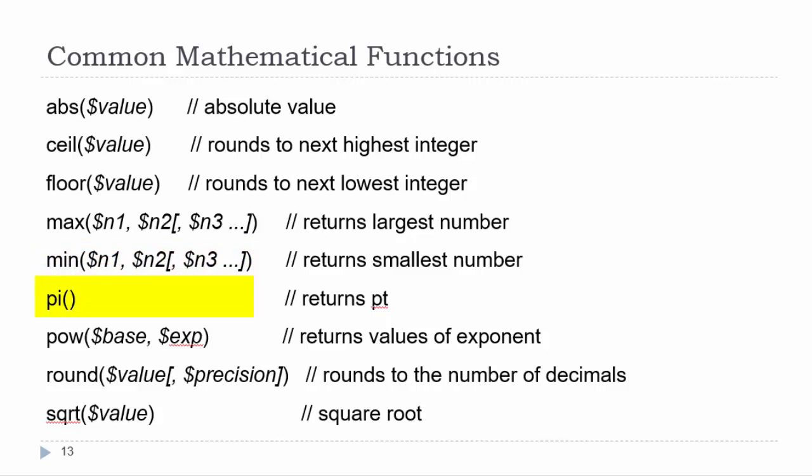Pi returns pi, mathematical pi. Power allows you to return values of exponents. Round allows you to round a number to a specified number of decimals. So if you didn't want to round it up or down to an integer, you could round it to a decimal. And we have the square root.